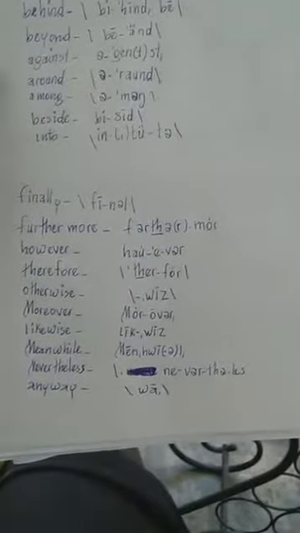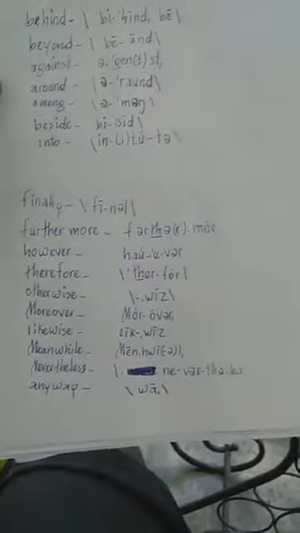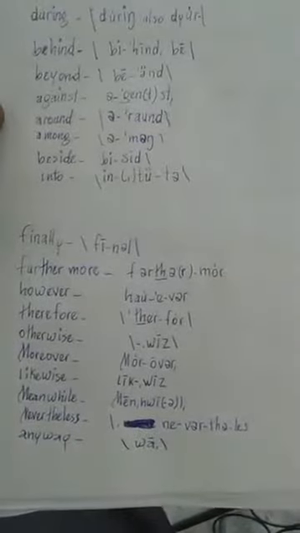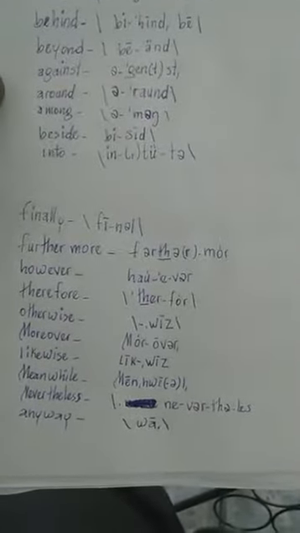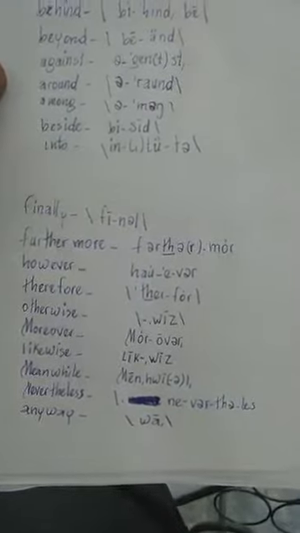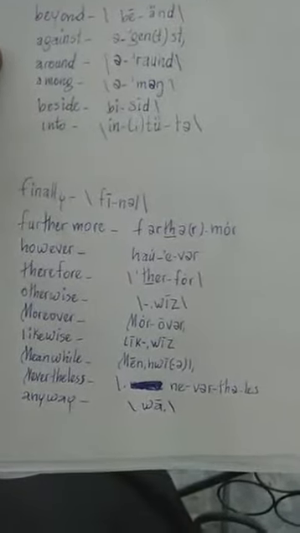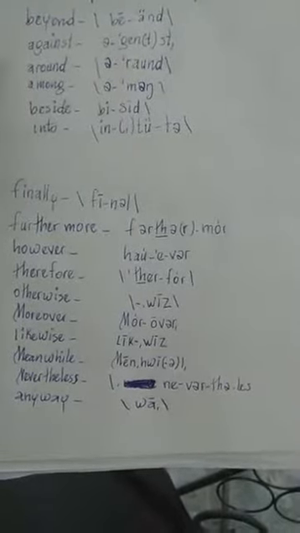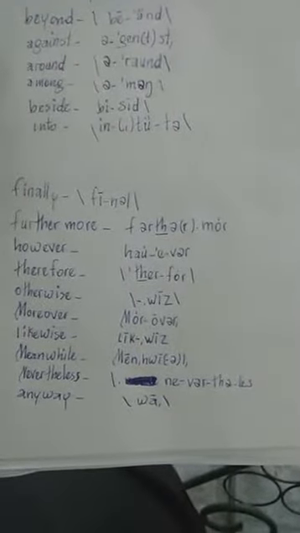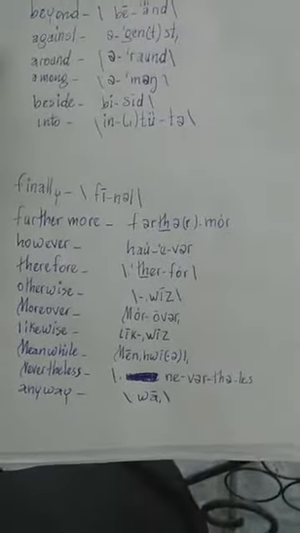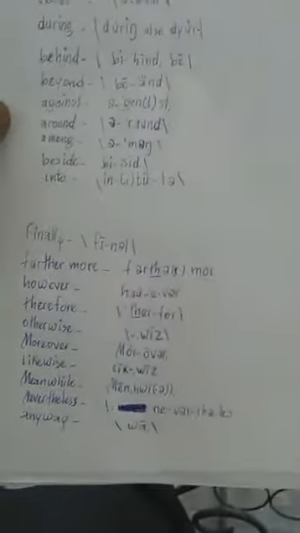Okay. And once we go down, we have finally. Mr. Robinson didn't really complete this word. And we have furthermore. We have however. For however, the stress is there. And we have therefore, otherwise, moreover, likewise, meanwhile, nevertheless, and anyway. This was the work of Robinson.